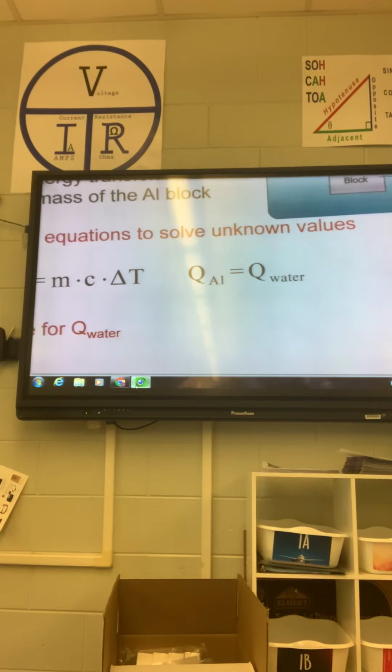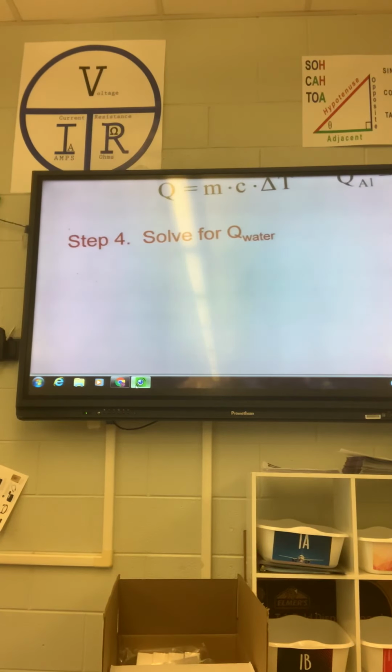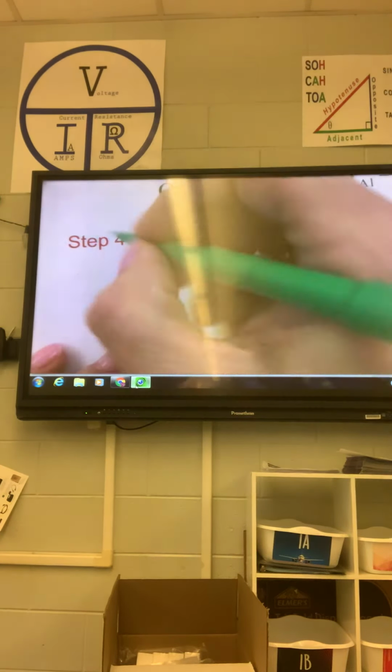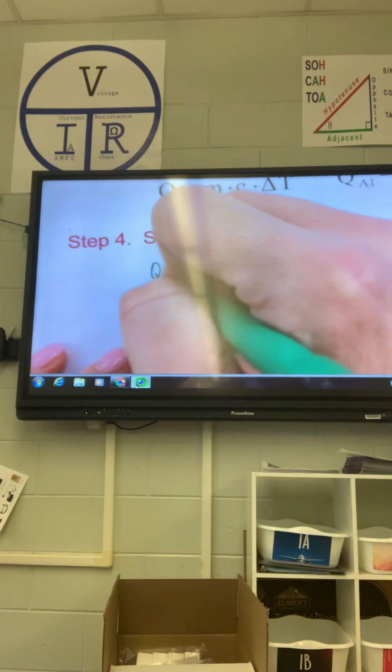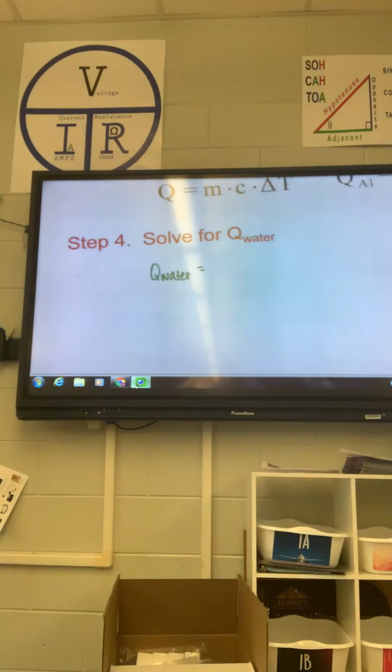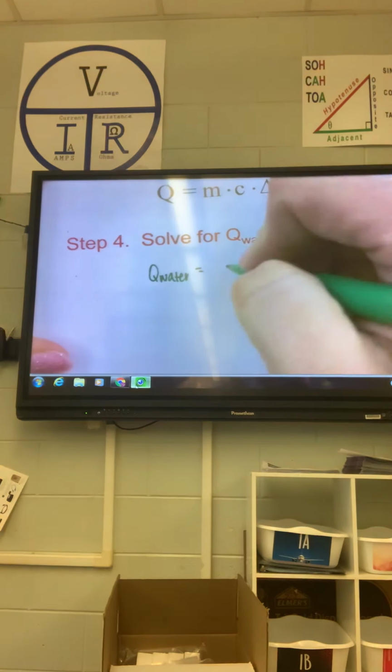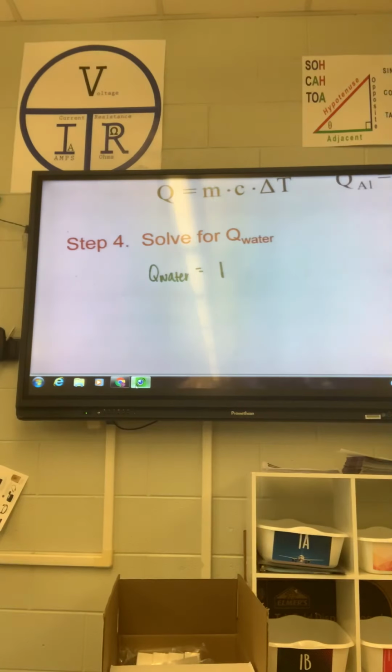So now we gotta solve. I'm gonna start plugging. So Q of water equals, what's the mass of the water? 1 kilogram. All right, I'm gonna tell you now, I'm dropping all of my units because based off of the first block, they started getting really confused with the units. And we're gonna drop them anyway, so I'm just not gonna write them, but know that it is kilograms.